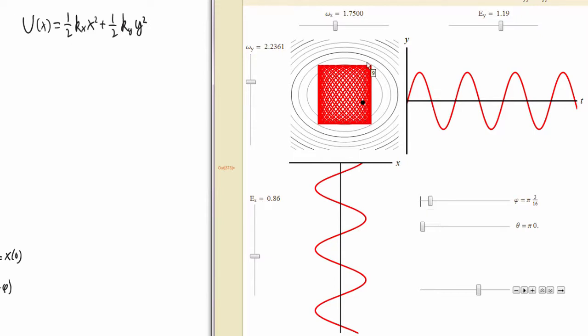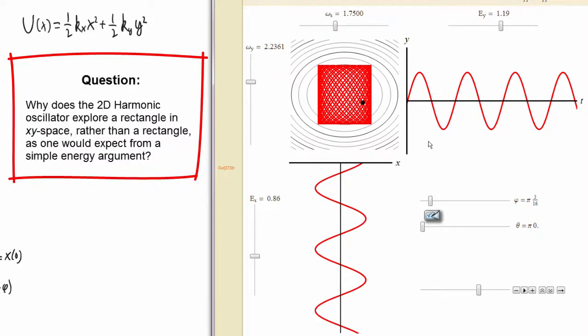So the question I'm asking you, and that I hope you'll be able to answer in class next time, is why is it that the 2D harmonic oscillator's motion is restricted to a rectangle in 2 dimensions and not an ellipse, like you'd think if you just made a simple energy argument? So we'll end here, and we'll discuss that in class next.